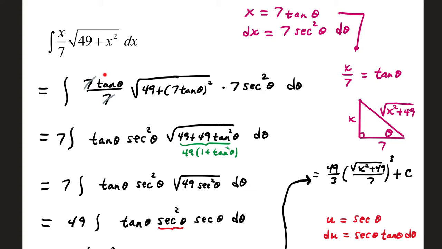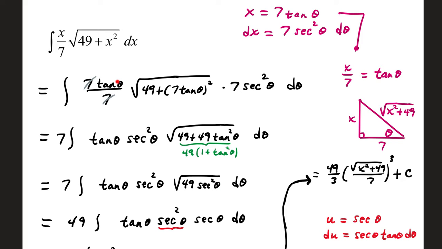That gives us 7 tangent theta over 7. You can cancel the 7's, times the square root of 49 plus 7 tangent theta quantity squared, times dx, which is replaced with 7 secant squared theta d theta. Under the radical, 7 tangent theta quantity squared is 49 tangent squared theta. If we factor out a 49, that leaves us with the square root of 49 times 1 plus tangent squared theta, which is, by Pythagorean identity, secant squared theta.